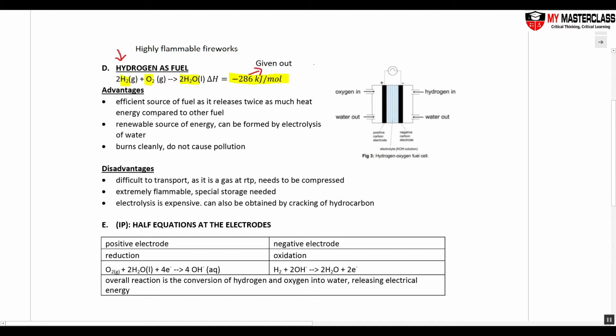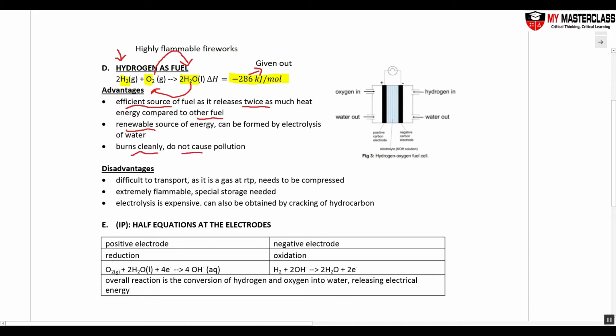The advantages of using hydrogen as a fuel: it is an efficient source of fuel. It releases a lot of energy, more than other fuels like fossil fuel. It is renewable because I can break water back down into hydrogen and oxygen and burn it again. It burns cleanly and does not cause pollution.